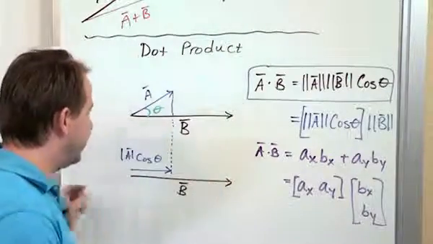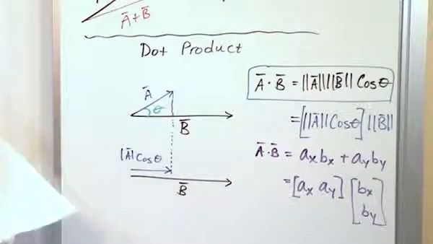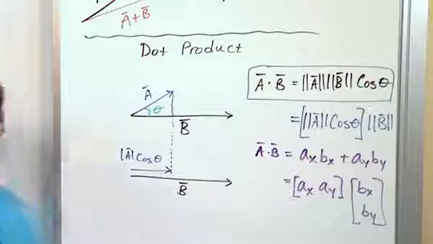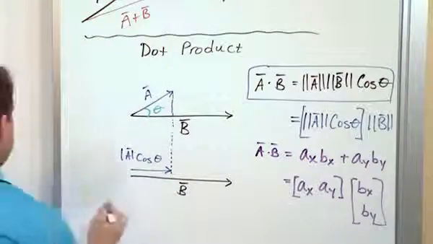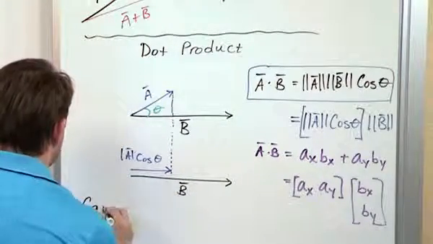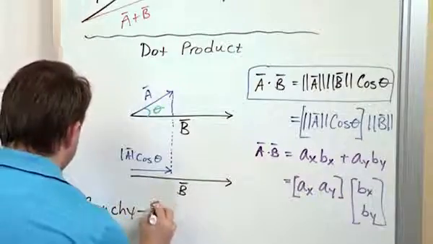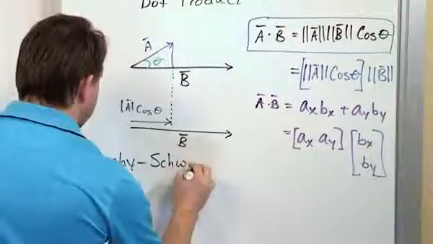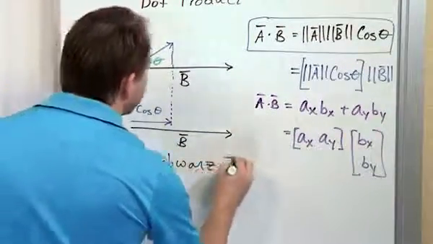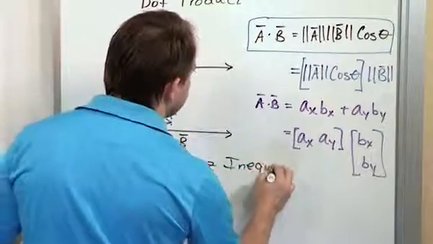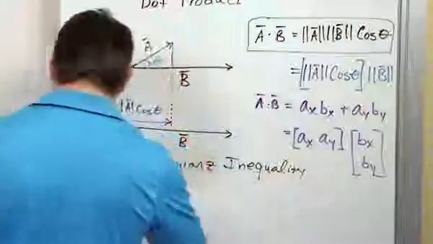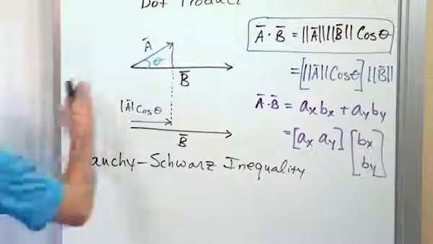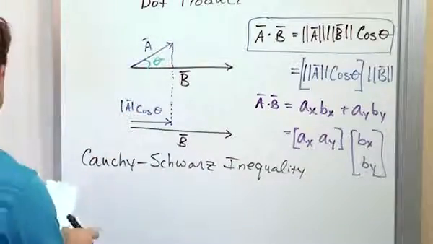Now I wanted to cover this because we're going to be learning about something called the Cauchy-Schwarz inequality. And without further ado, I'll go ahead and put that on the board. And now that we've done a little review of dot product, you'll understand exactly what it is.